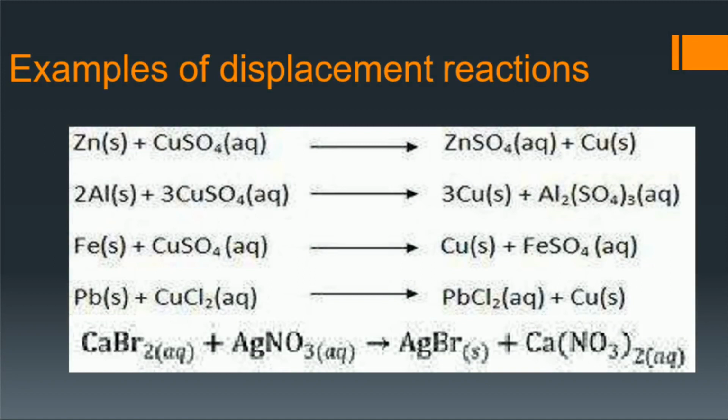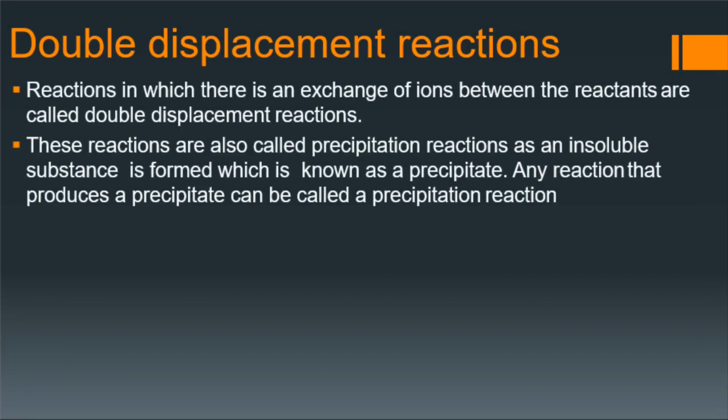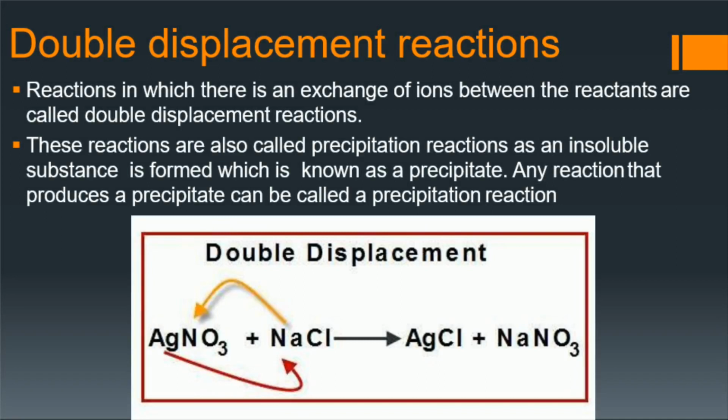Here are some examples. In the reaction between zinc and hydrochloric acid, zinc atoms are displaced by hydrogen atoms from the hydrochloric acid. In the reaction between silver nitrate and sodium chloride, silver atoms are displaced by chloride atoms from the sodium chloride. In the reaction between magnesium and copper sulfate, magnesium atoms are displaced by sulfur atoms from the copper sulfate. In a double displacement reaction, 2 ions from the reactants exchange, typically resulting in the formation of an insoluble product or precipitate.